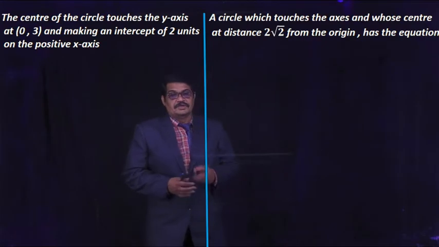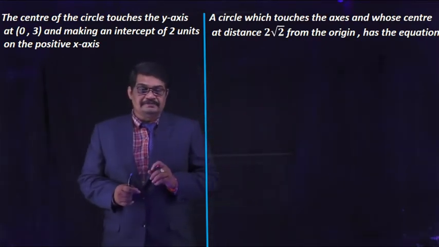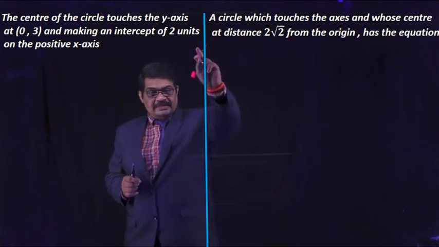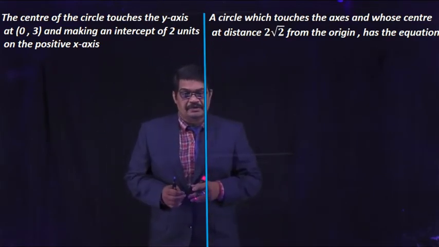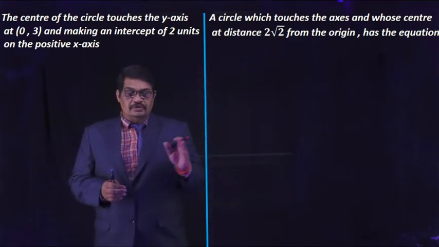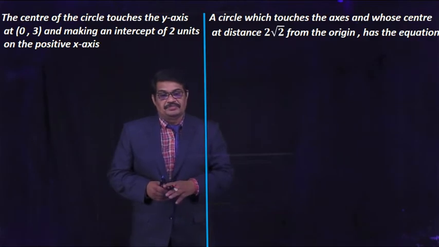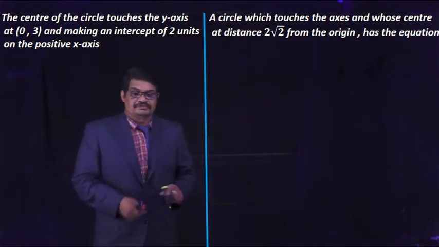Okay, see the problem. The circle touches the y-axis at (0, 3) and makes an intercept of 2 units on the positive x-axis. That is our problem.